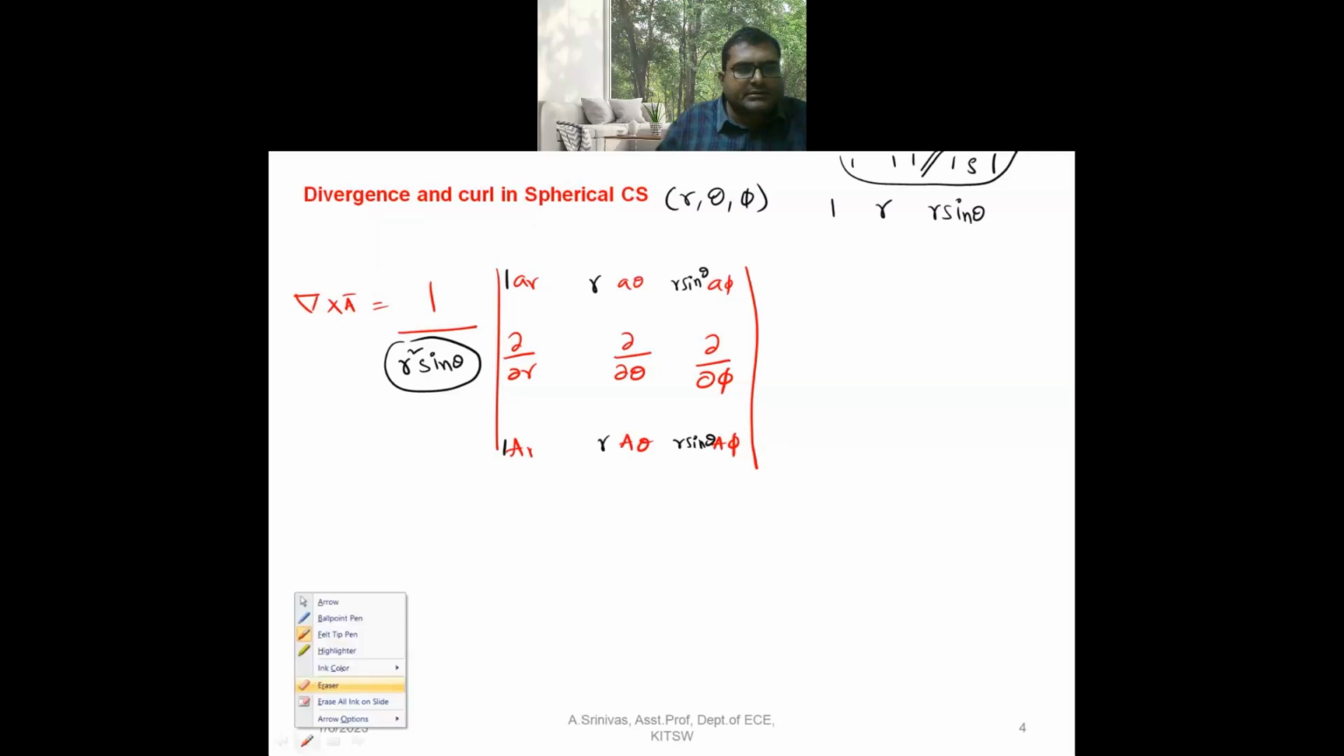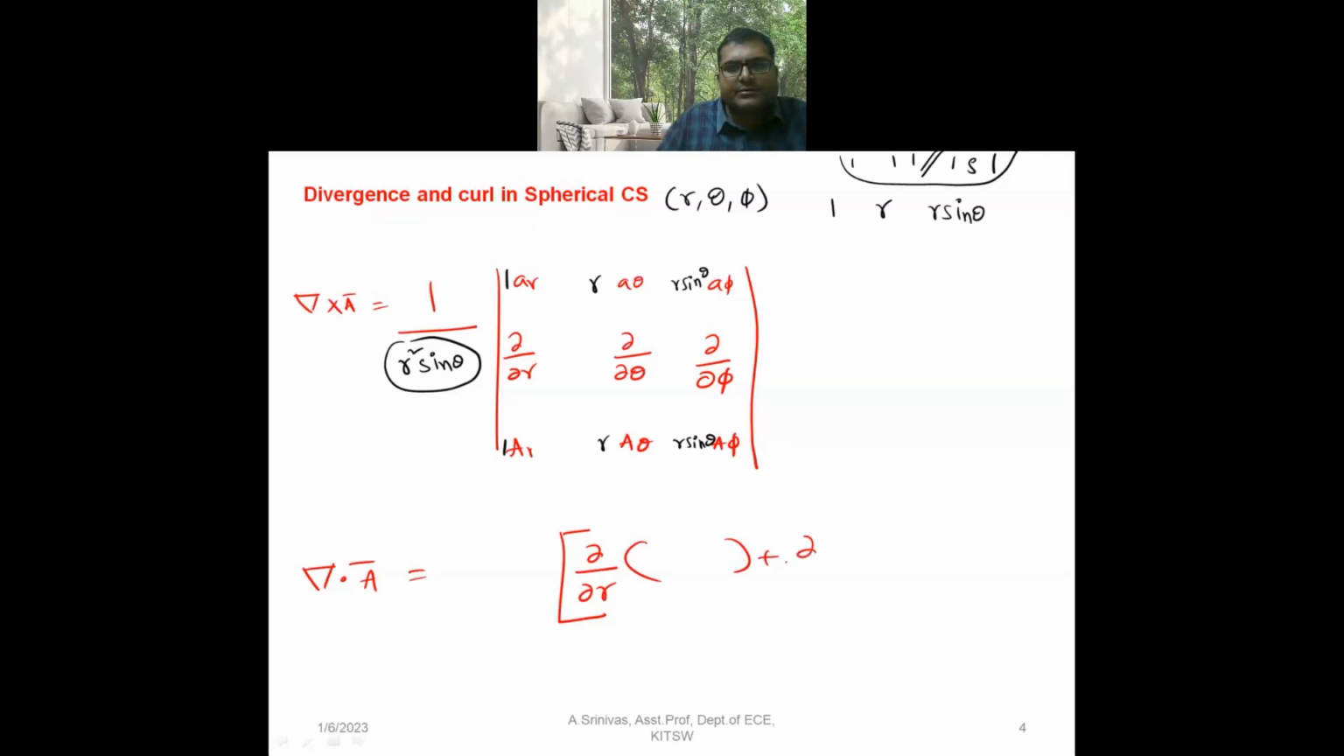And let us write the equation for divergence. Del dot A is a scalar quantity. Once again, follow the notation: dou by dou r of, plus dou by dou theta of, plus dou by dou phi of, close the bracket. Here AR, A theta, and A phi.